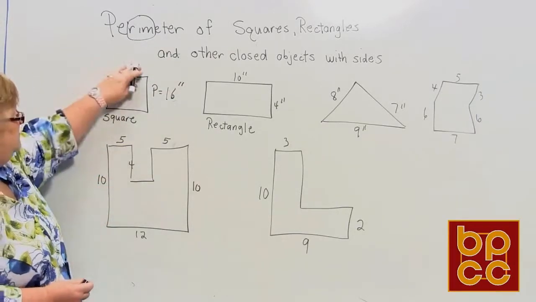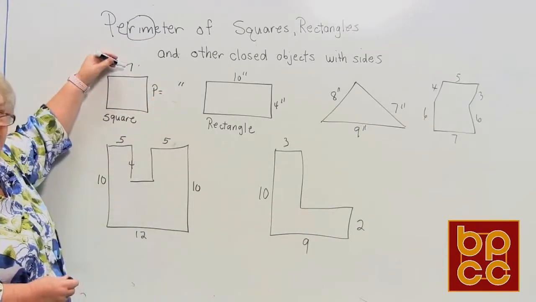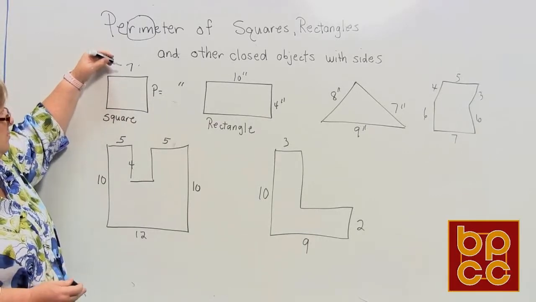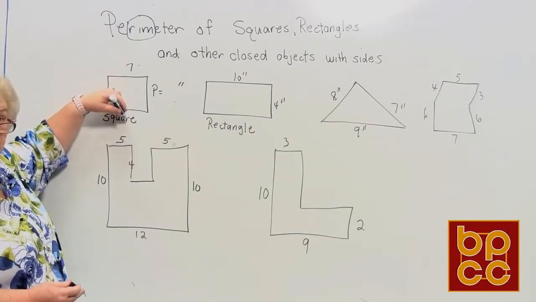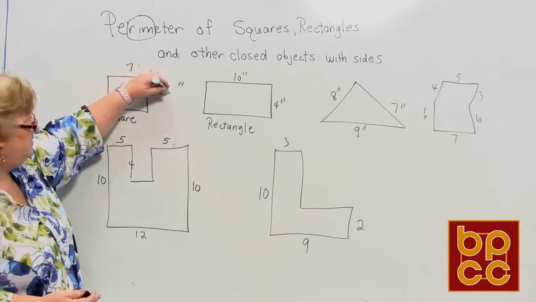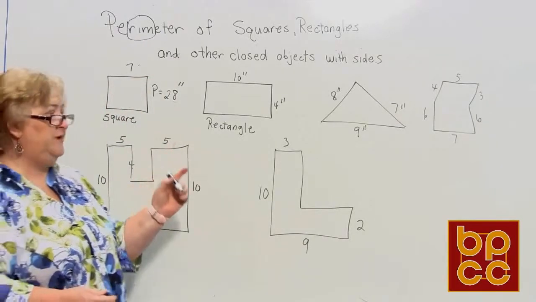If it had been 7, then we can say 7 four times over for 28 inches, or we can add 7 and 7, 14, 7 and 7, 14, but either way, we still get 28 inches. All right, now let's go to a rectangle.